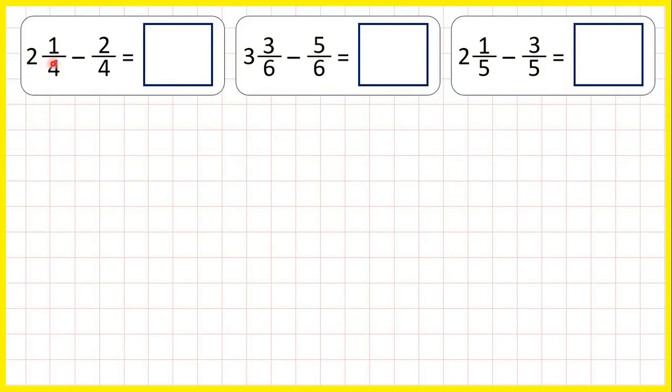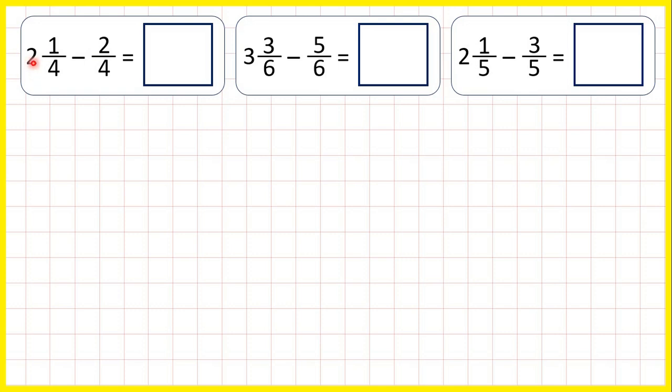Now we have 2 and 1/4 minus 2/4. But we have a problem here. In our mixed number, we only have 1/4, but we need to take 2/4 away, and we can't take 2/4 away from 1/4. So what we need to do here is exchange with our whole number.